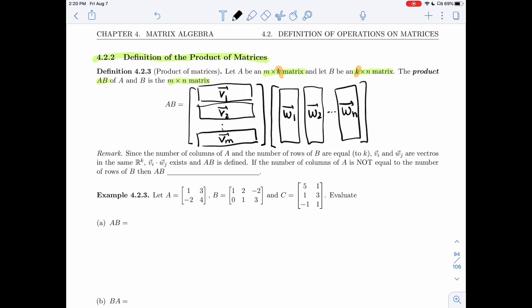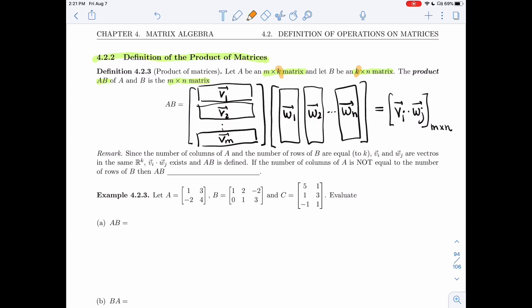Now, to define the product, I'm going to end up, like we said, with an M by N matrix, and its entries are going to be obtained by taking the dot product of the row of A in which you are and the column of B in which you are. So if you're in the entry ij of AB, you're going to take the ith row of A and the jth column of B.